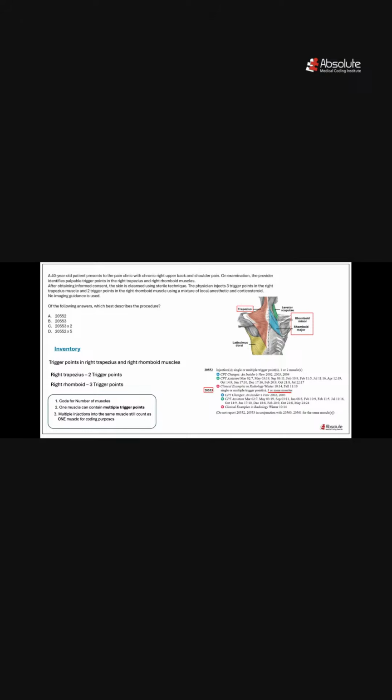So those two are incorrect. So there you go, option B and option C. Now we are left with option A and option D. Both are coding for the same CPT, that is 20552. Now 20552 is for injection, single or multiple trigger points, one or two muscles.